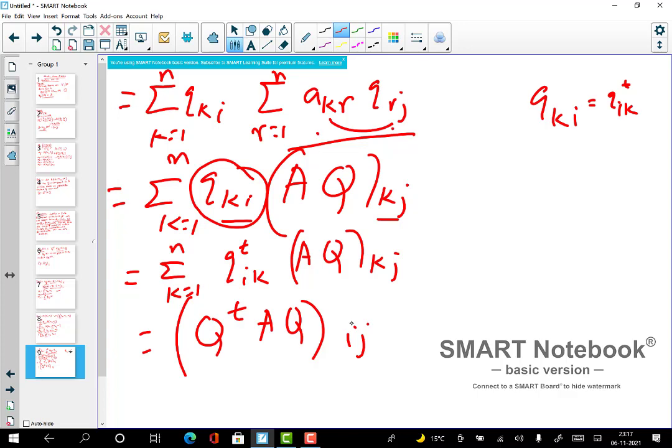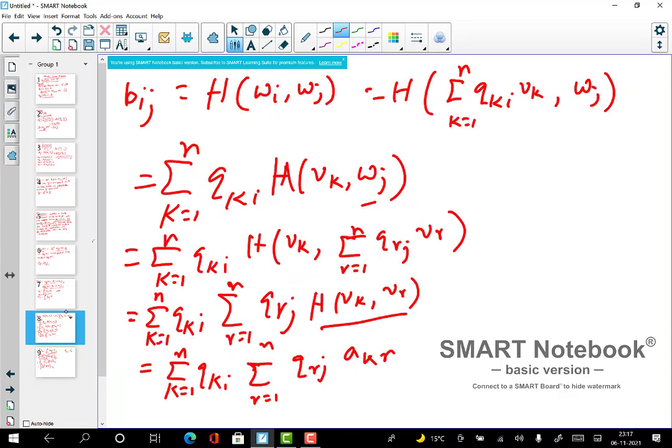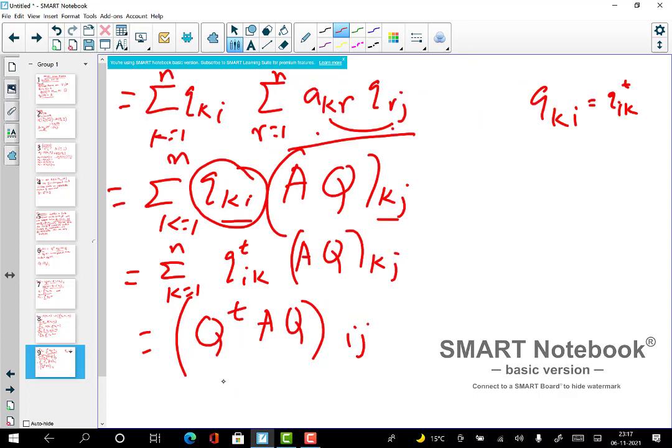So what does that mean? That means the ith row and jth column entries of B is nothing but the ith row and jth column entries of this product, and hence the matrix B is nothing but Q transpose AQ. And this proves that B is congruent to A, right? It's clear B is congruent to A. This is okay, yes. And now, next, what do you need to prove?